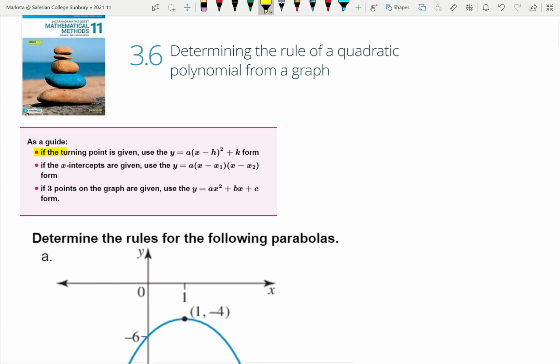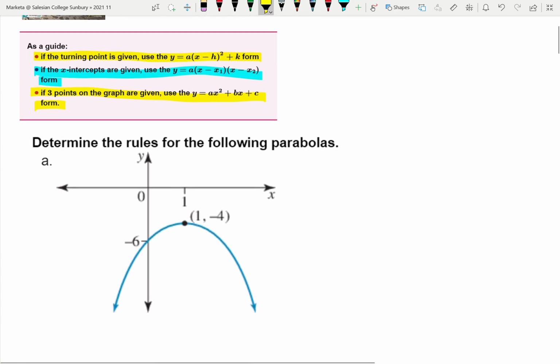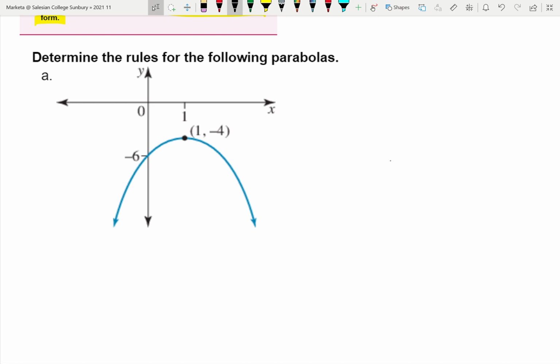It tells us if the turning point is given, we use this form. If the x-intercepts are given, we use this form. And lastly, if 3 points are given, we use that form there. So that's handy to remember. And actually the first step when you do any of these is that you should identify what form it is and which form of the equation you'll use.